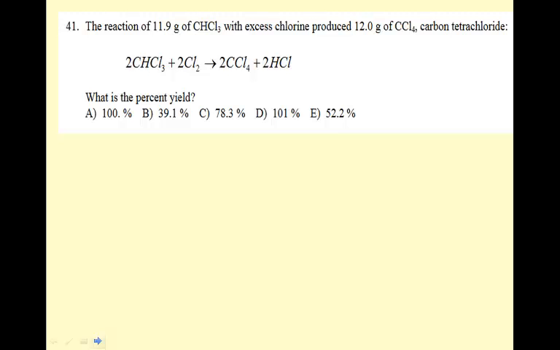Reaction of 11.9 grams of CH3Cl with excess chlorine produced 12 grams of CCl4. What's the percent yield? So 11.9 grams of CH3Cl. And I want to figure out, I'm going to convert it into what the other thing they gave me. So when I do this, I can get another number. Isn't it weird I'm converting something I already know a number for? Well, let's see what happens. See if those numbers are the same. Hint, they're not.